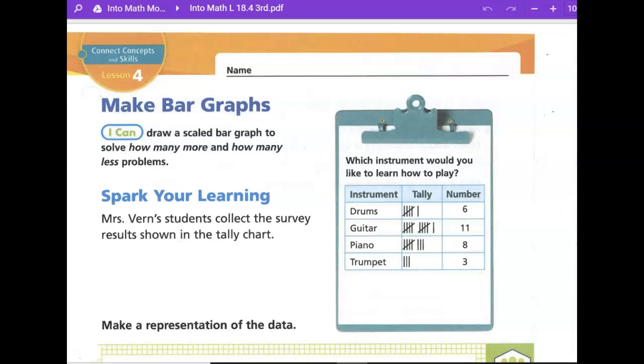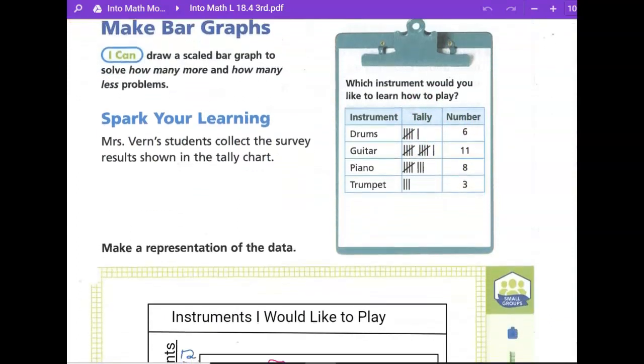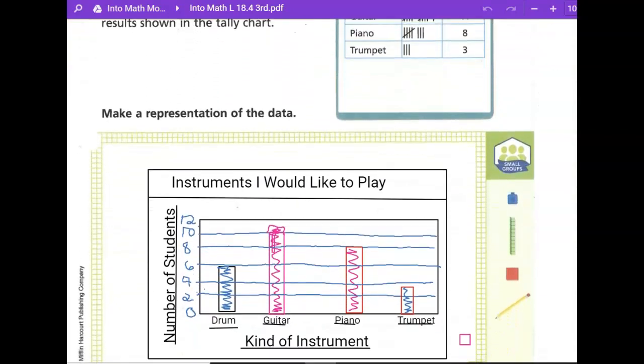Mrs. Vern's students collected the survey results shown in the tally chart. So just like our picture graphs, they made a tally chart. Which instruments would you like to learn how to play? And they made their tallies and then they wrote down the number it was so that they could easily put it on their graph. Now I've already prepared the graph.